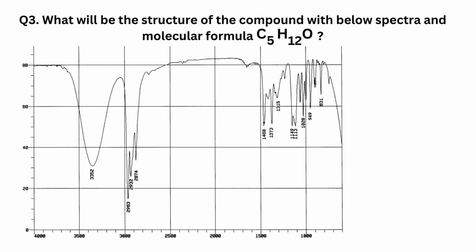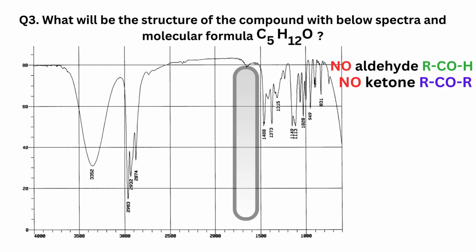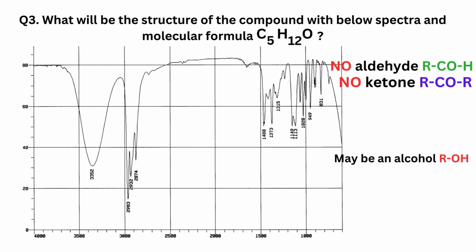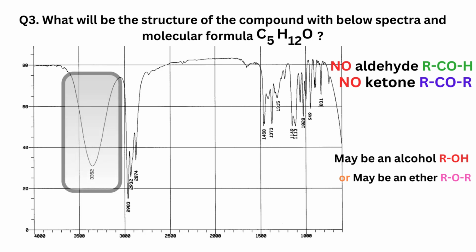If you see the spectra, you do not see any sharp and long peak around 1600 to 1800, which means there is no carbonyl C=O group, so aldehydes and ketones are out. Remaining options are alcohol and ether. We can clearly see the hydroxyl OH peak at 3352. That means an alcohol. Moreover, the CH stretching is less than 3000. That means all carbons are sp3, single bonds, so this alcohol is saturated.